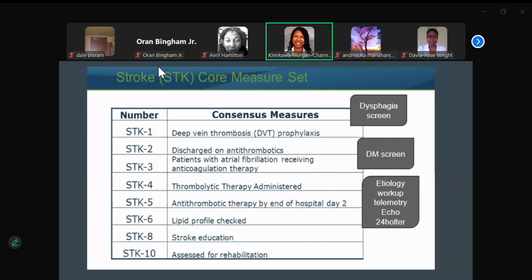All right, any questions on the stroke core measures for ward management of patients and stroke management?